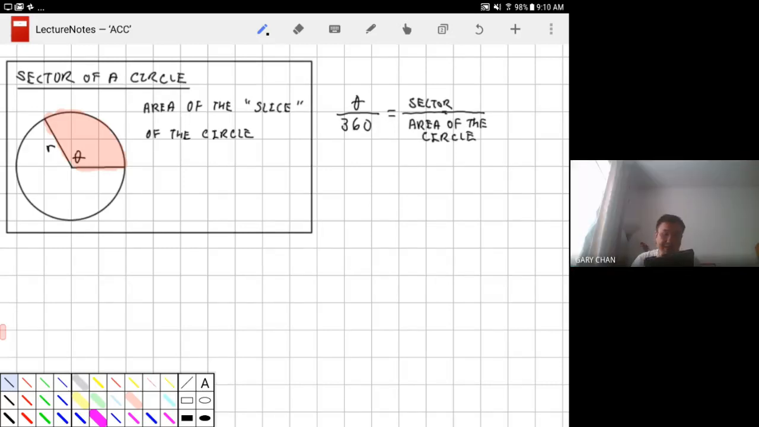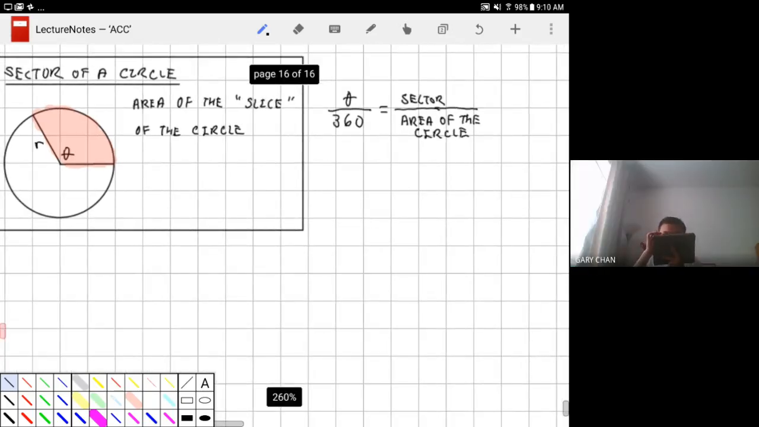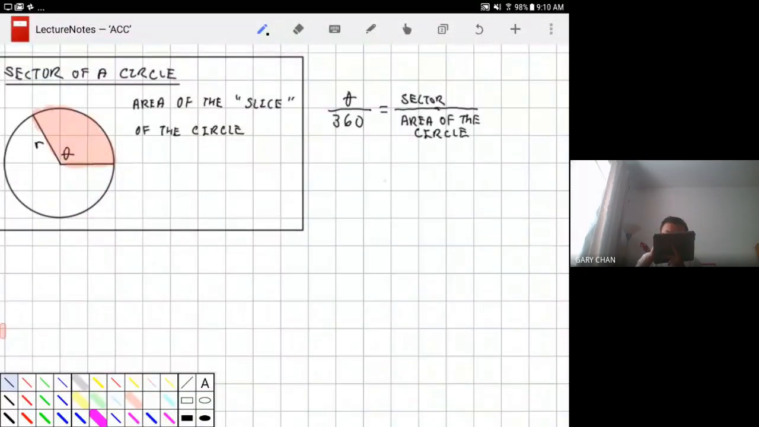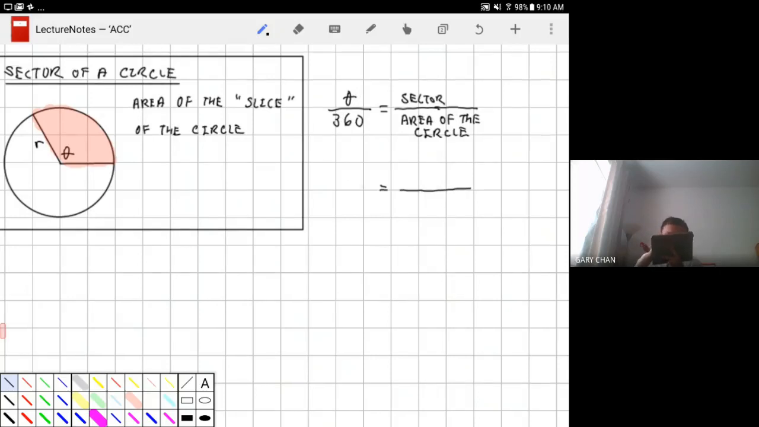So that's the main idea here, okay? From that proportion, we will then be able to come up with a formula that describes the area of that sector. Everyone here follow the logic right now? Okay, so what we're going to do, we recognize the following, that the area of the circle has a formula. What's that formula?